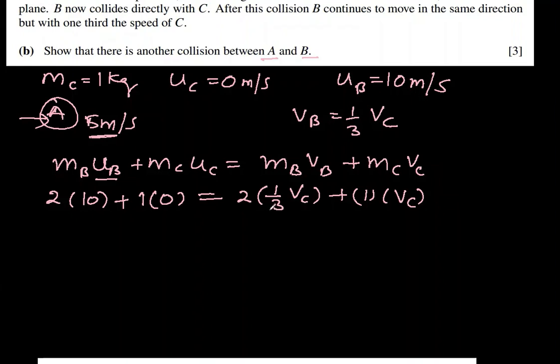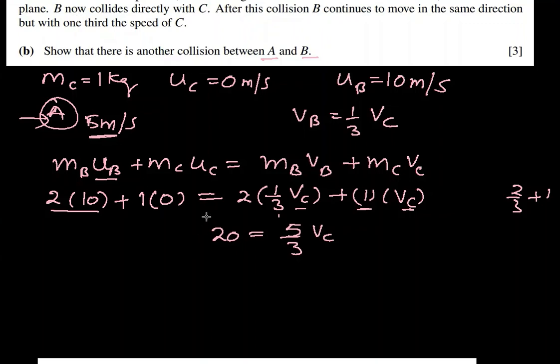So let's take VC here, add them. It is 2/3 plus 1, which becomes 5/3. 2/3 plus 1, because 2 times 1/3 will be 2/3, and this is 1. We add them, it becomes 5/3 VC equal to 20.